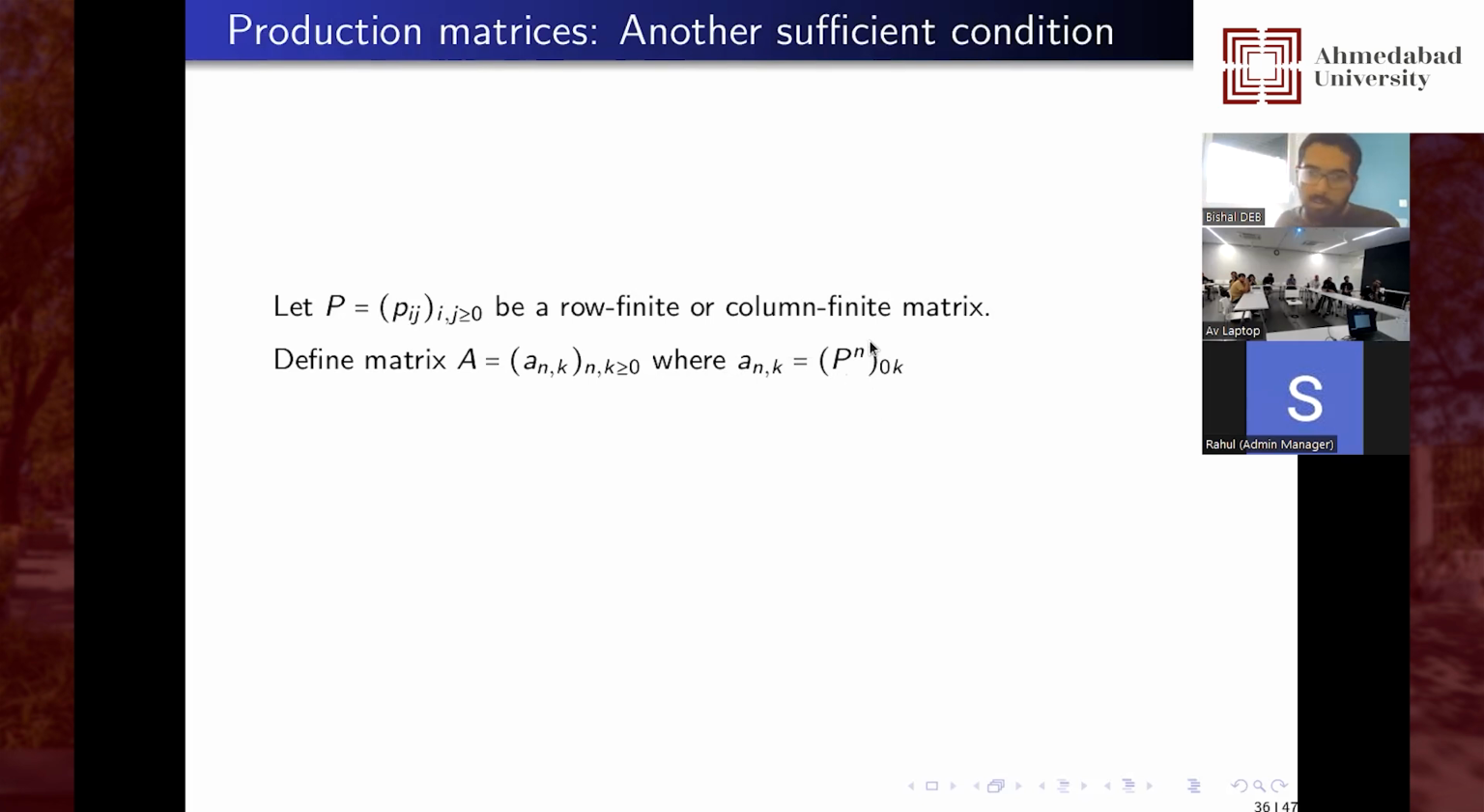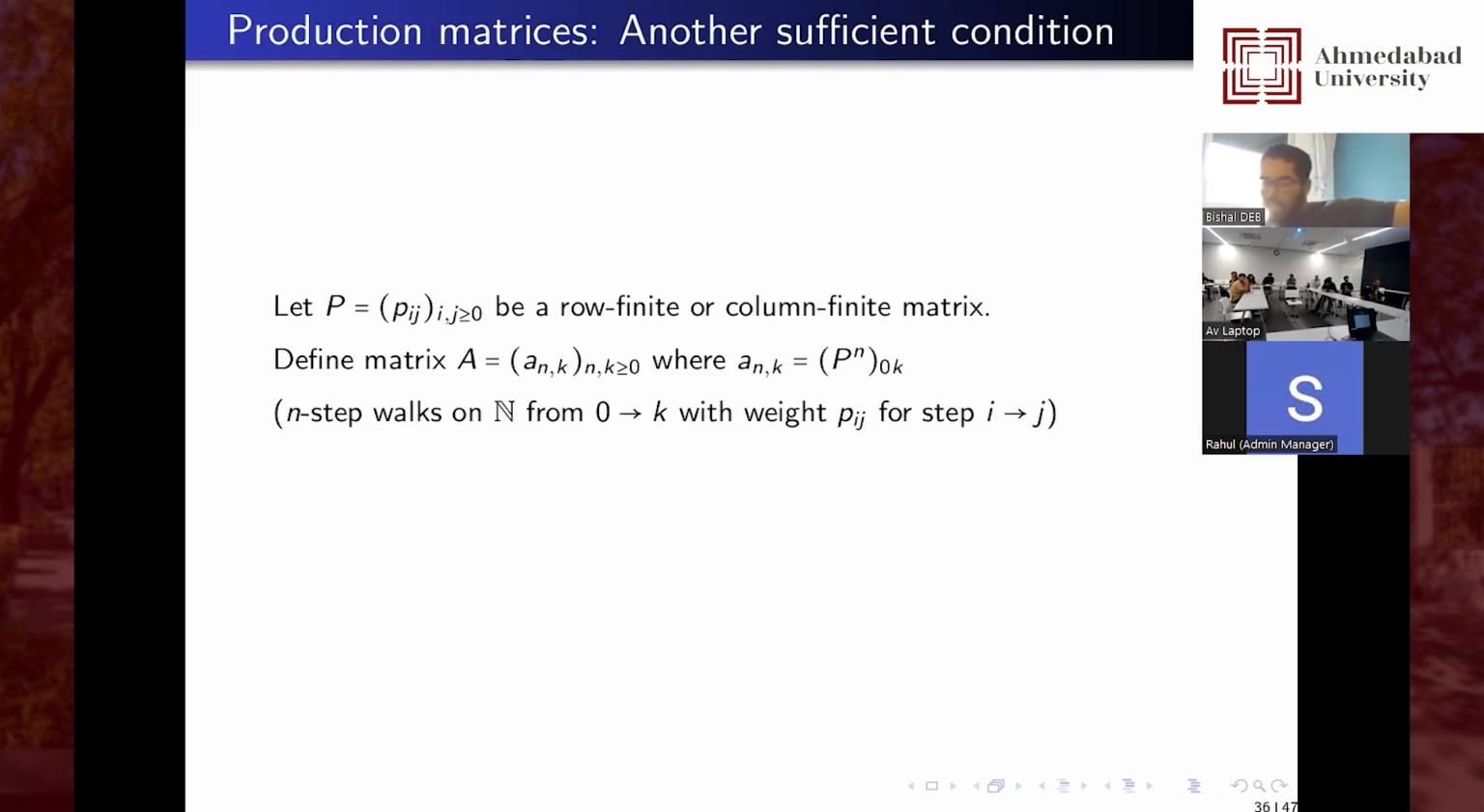Now you might wonder why come up with a definition that looks like this, but maybe you can think of it as walks on the natural line that start at the origin. It starts at 0, it ends at k, and it takes n steps, and whenever you jump from i to j, you're allowed to jump however you want in each step. You put a weight p_ij. That's the thing. And so the row finiteness or the column finiteness will imply that there are finitely many such walks of length n. So you'll have a finite sum.